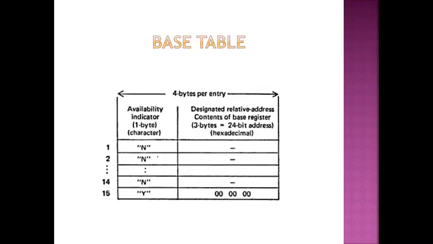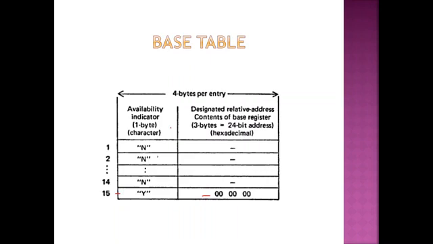The last table is called the base table. Here you say which is your base register. All the registers will be there, say register 0 to register 15, and I am going to say which register I will use as the base register. For example, if 15 is the base register, I say no for everything, and at 15 I say yes, and I say what is the relative address. This is going to be the contents of the base register. Once it is loaded, it is going to change.